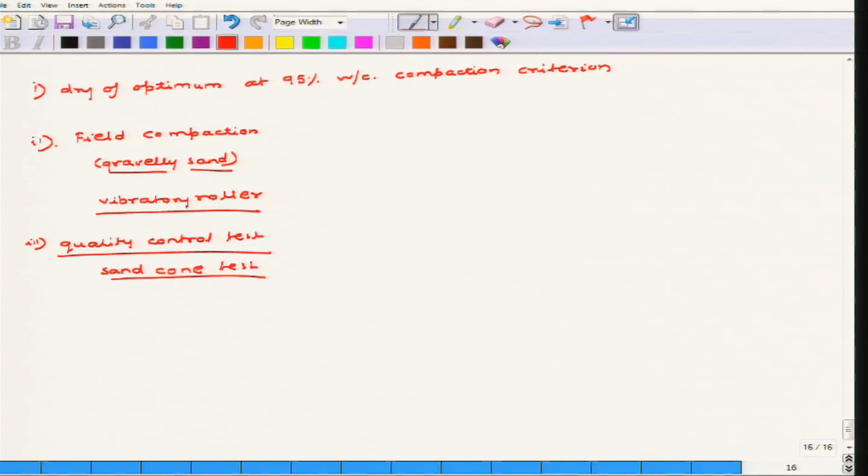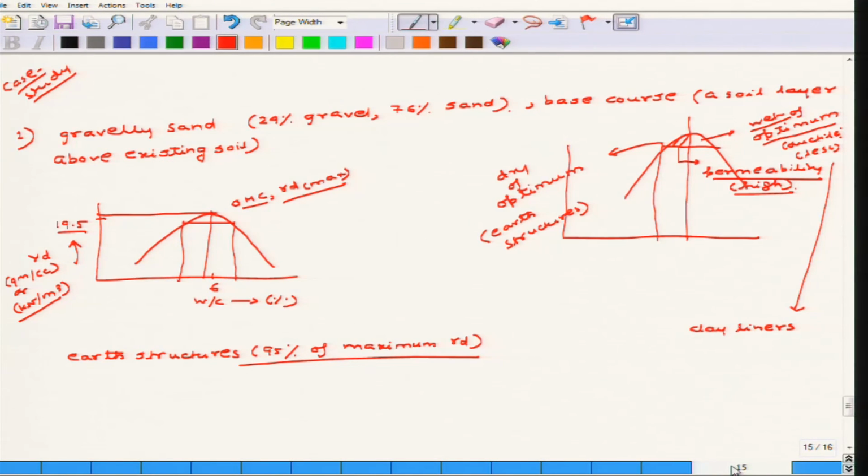And next, depending on whether it is a coarse grained soil or fine grained soil, you are going to use either a vibratory type of compaction or a tamping method. Since it is again a gravelly sand, we have used a vibratory roller here, and generally the quality control test is mostly a sand cone test, and sometimes other types of tests, like a nuclear density meter, are also done. So, today we have covered all the compaction part, and in the next class we are going to discuss the permeability part along with a little compaction and other case studies. Thank you.